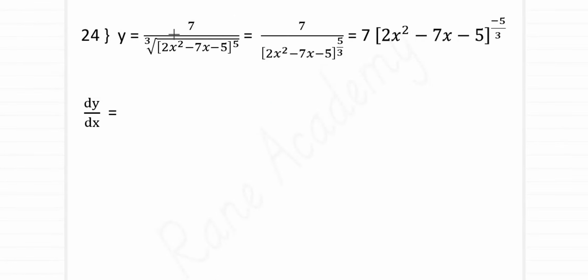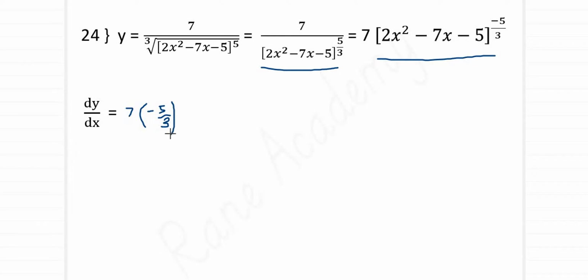Question number 24. Y is equal to 7 upon the cube root of (2x square minus 7x minus 5) whole raised to 5. Now it is a cube root, so we can write 1 upon 3 multiplied by 5. Now this is in the denominator, it will go in the numerator, and we have 7 (2x square minus 7x minus 5) whole raised to minus 5. So it is comparable with the power function x raised to n. 7 is a constant, so we write 7 as it is. Now n x raised to n minus 1 is the derivative, so n here is minus 5 by 3, so we write here minus 5 by 3, this is n.